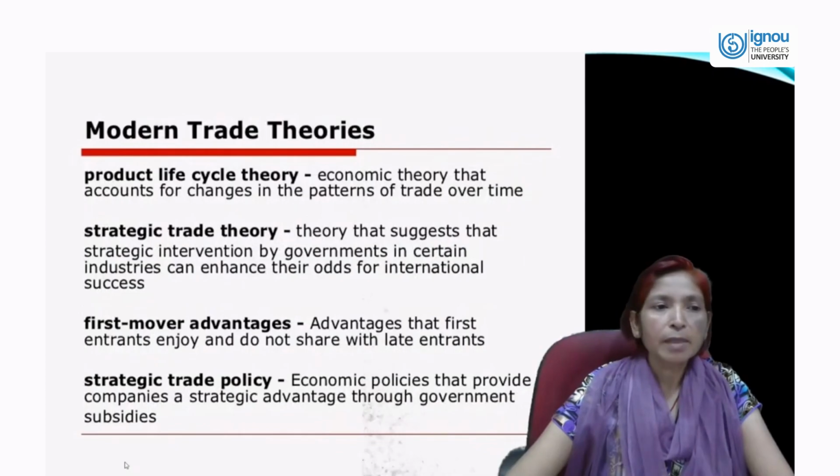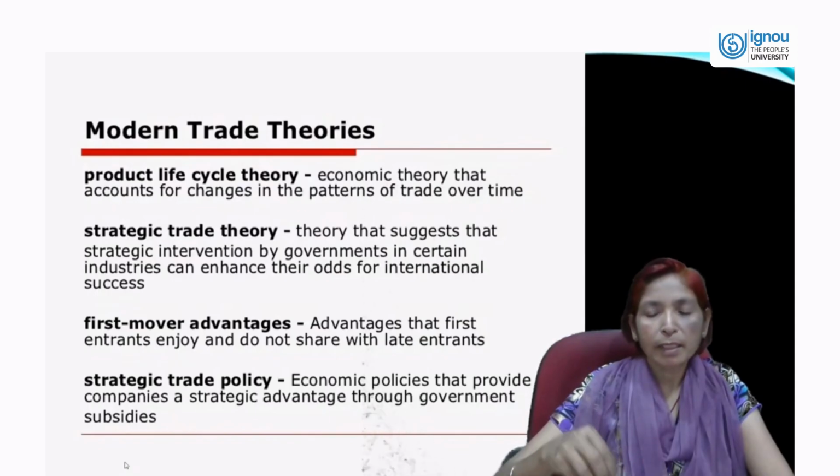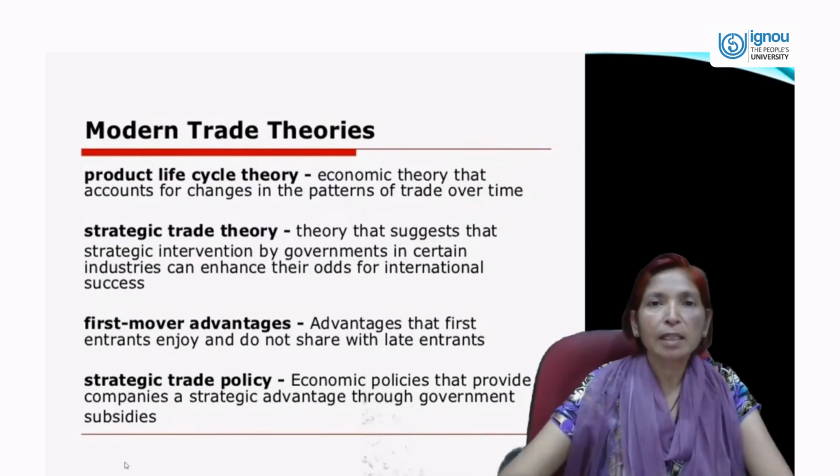Modern trade theories are basically product life cycle theory, strategic trade theory, first mover advantage, and strategic trade policies. Product life cycle theory is an economic theory that accounts for changes in the pattern of trade over time, because there are three stages of a product. One is new product, second is maturity level, and third is the standardized type of product that is used by the person.